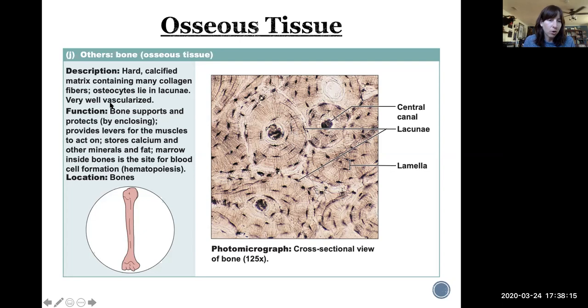So of course, bone supports and protects your body. It supports it by holding you upright, protects it in terms of your rib cage and your pelvis, protecting important organs. It provides levers for your muscles, so it's important for movement. You also store calcium and other minerals in your bone tissue. And then in the hollow center of your long bones and inside of the spongy bone of the ends of your bones, you also store fat and marrow, which is for energy storage and, of course, for blood production, for blood formation, hematopoiesis, right?